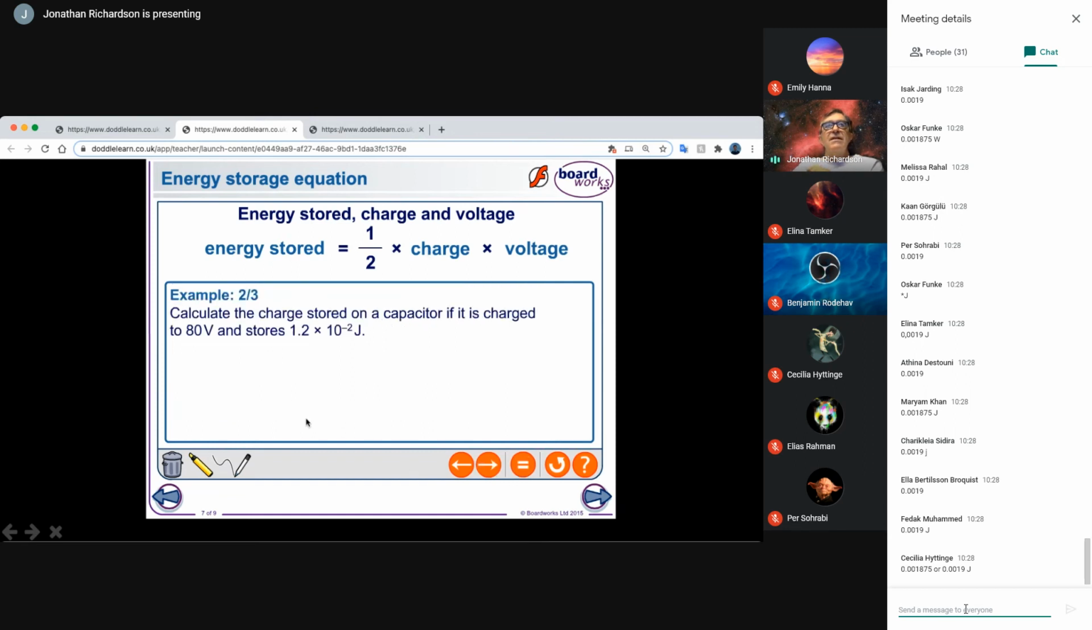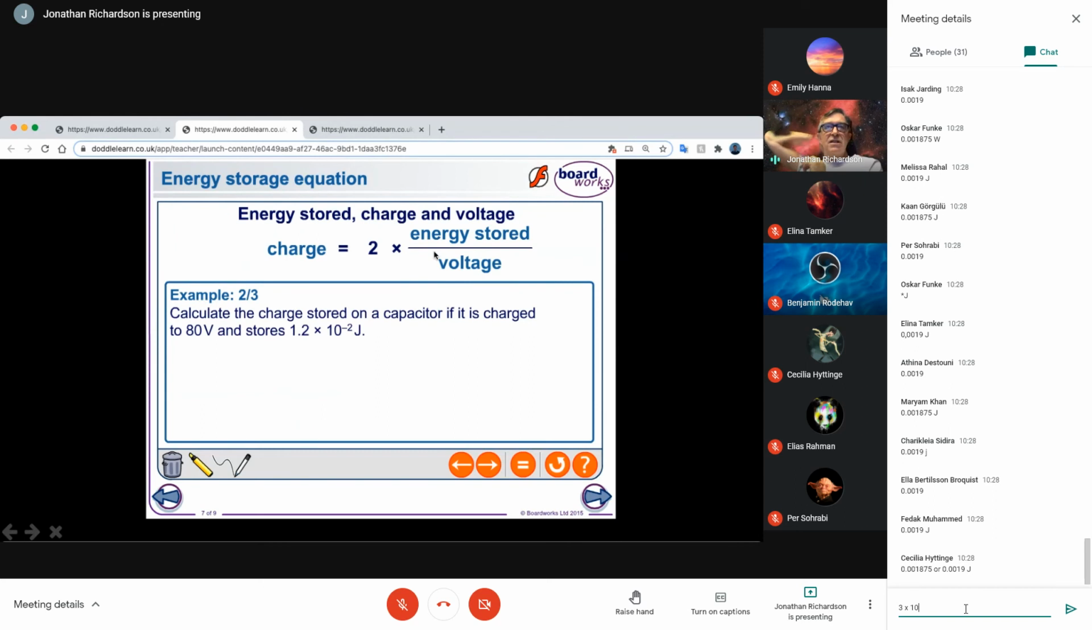Second, this time calculate the charge stored. So this time, charge stored is 2 times the energy stored divided by the voltage. Energy, remember, is measured in joules, voltage in volts. So the charge now is 2 times the energy divided by voltage.